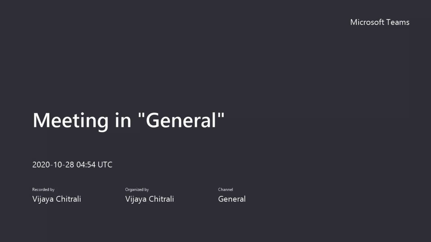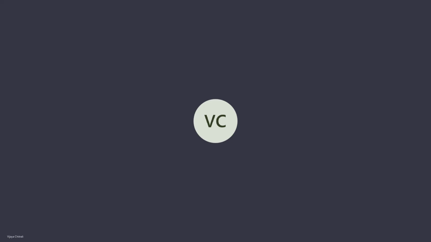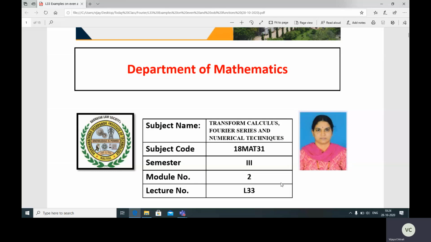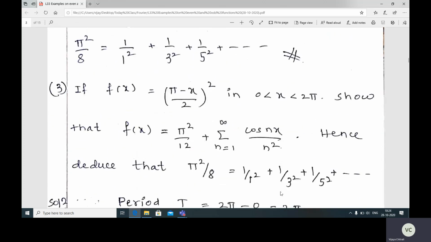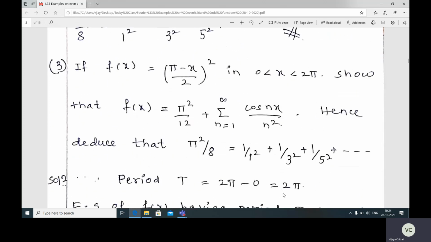In the previous class we discussed even and odd functions and examples on them, and today we'll again discuss examples on even and odd functions. If the interval is minus pi to pi, to check whether the given function is even or odd, we are substituting x as minus x.